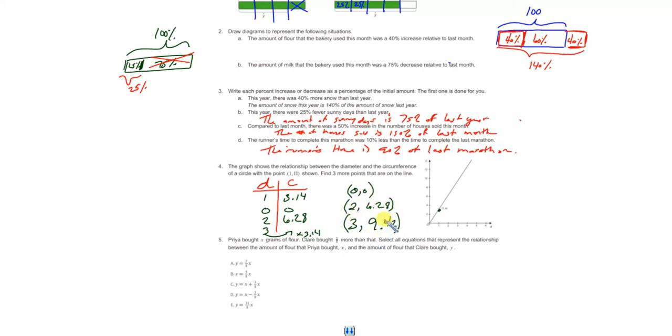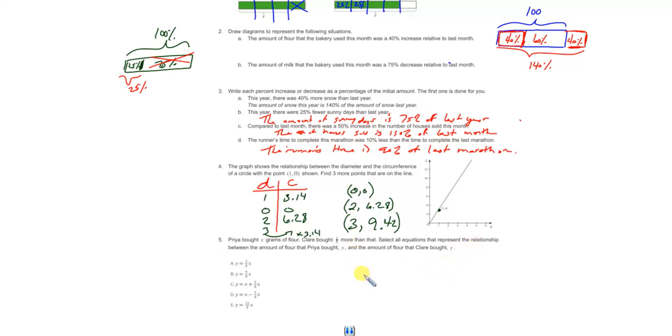As long as your constant is 3.14, you can use any ordered pairs that you want to come up with there. They just got to have a constant of pi. Alright, last one. Priya bought x bags of flour, and Claire bought 3/8 more than that. So we've got to select all of the equations that represent this relationship.